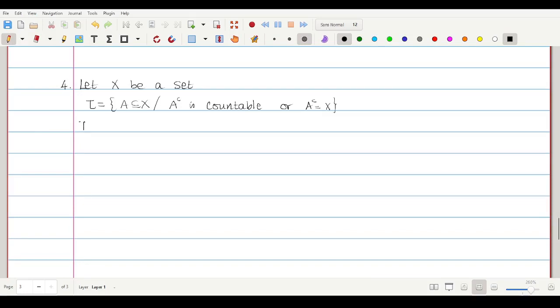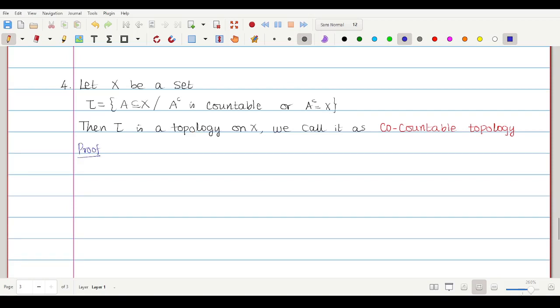Then tau is a topology on X, and we call it the co-countable topology. This is very important. Earlier we saw the co-finite topology, and here the co-countable topology. Okay, we'll prove it.